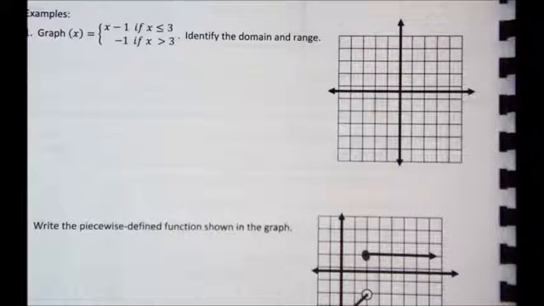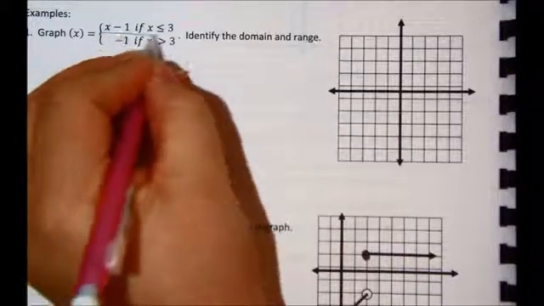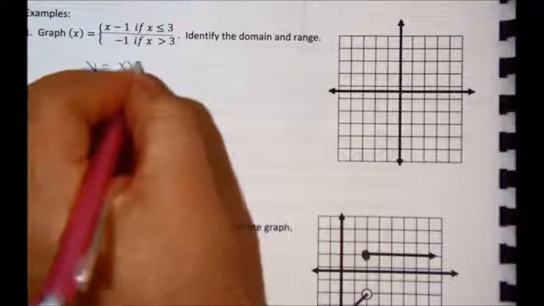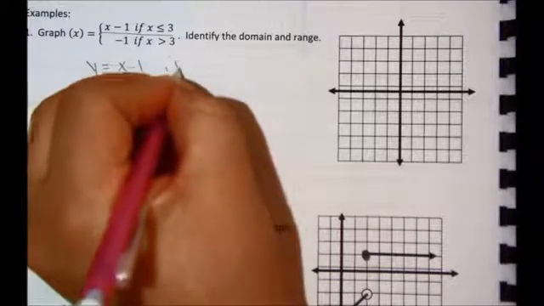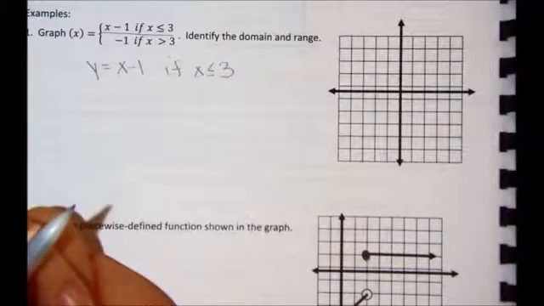Example 1. This is an example of a piecewise defined function. To graph this, you're probably going to want to use a pencil because there's going to be a little bit of erasing happening when I graph this. Take a look at the first function. Y is equal to x minus 1, and this is true only if x is less than or equal to 3.